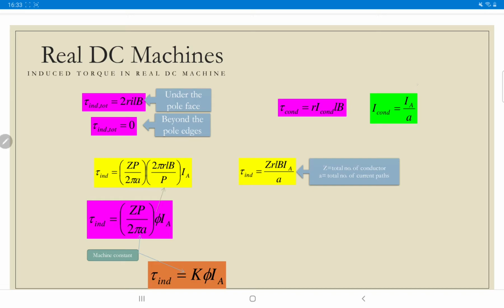The armature current that goes into each coil has to be divided by the number of current paths before we know how much current is inside a conductor. So I_cond refers to the current that goes inside one conductor. The torque for each conductor is R times I conductor times L times B.